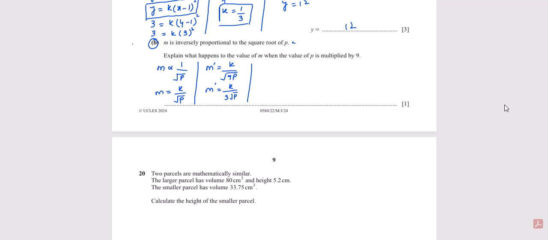This equation we can write M dash is equal to 1 by 3 multiply K over square root P. So this is equal to M, like this. Here is 3.